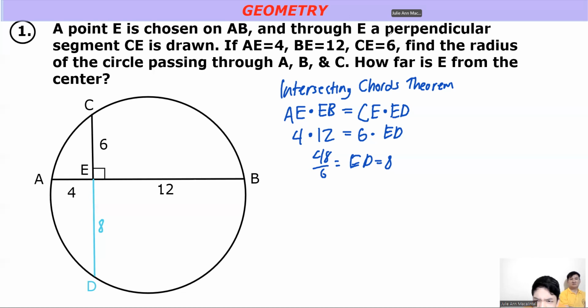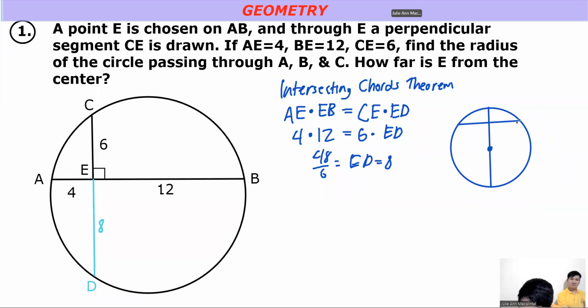Otherwise, if there's another chord, there's another theorem. I forgot the name of the theorem. It goes like this. There is a circle, and then there's the diameter. In this diameter, of course the center is in the middle, the midpoint. If there's a chord that intersects with the diameter, these two segments are equal. So let's say AB was the diameter, it's quite obvious it's not.